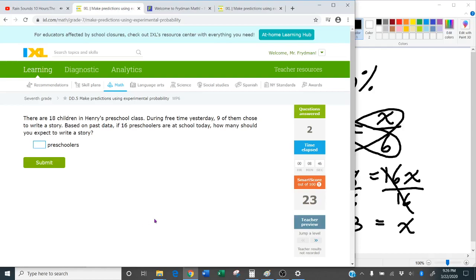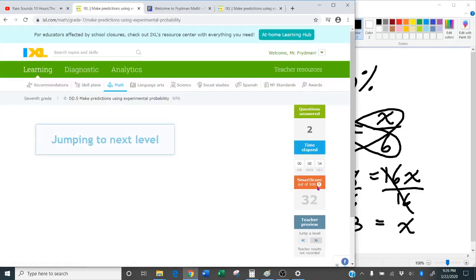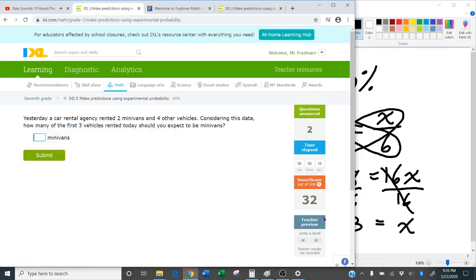Okay, so this is the same type of question. I'm going to move on to hopefully a different type of question here, which I get to do as the teacher. You actually have to get a bunch of questions right to move to the next level. Yesterday, a car rental agency rented 2 minivans and 4 other vehicles. Considering this data, how many of the first 3 vehicles rented today should you expect to be minivans?